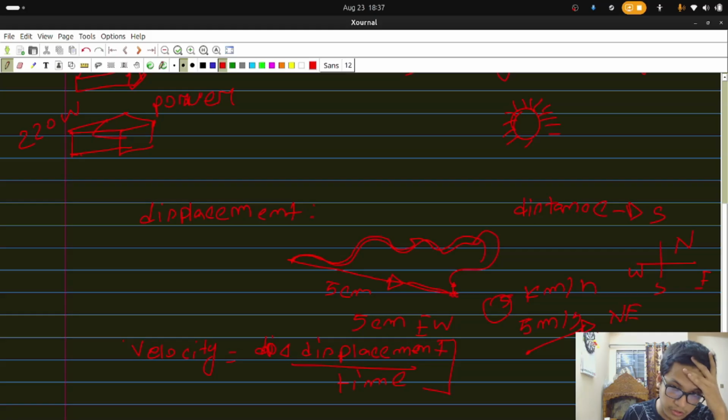Also, there should be a correction here. It should be east-south, okay? For this part, it's east-south. So, yeah, 5 meters per second. So in that case, that should be a vector quantity. Why? Because it has a direction.